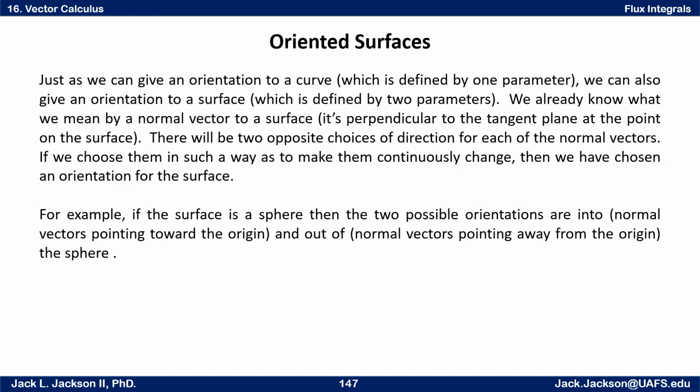For example, if the surface is a sphere, then the two possible orientations are into the sphere, where vectors are pointing toward the origin, or out of the sphere, where normal vectors are pointing away from the origin. So those are our two orientations.